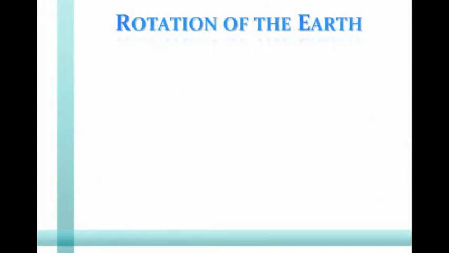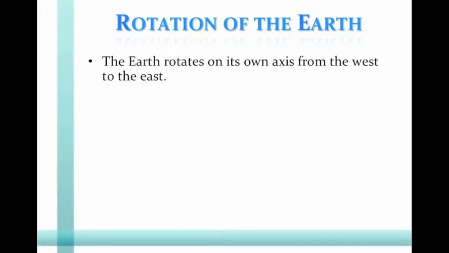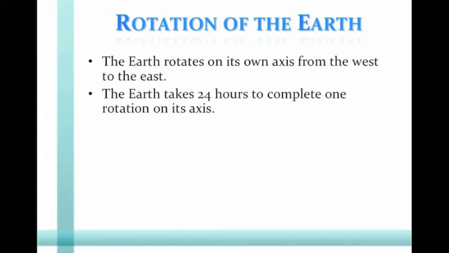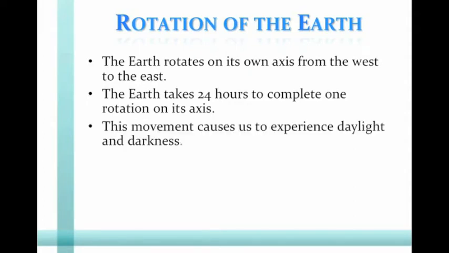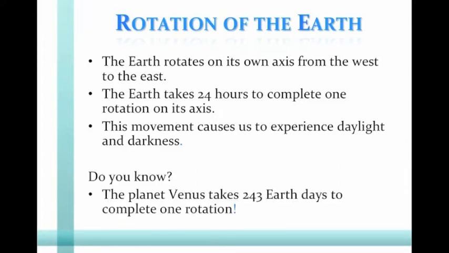Rotation of the Earth. The Earth rotates on its own axis from the west to the east and takes 24 hours to complete one rotation. It is this movement that causes us to experience daylight and darkness. Do you know that the planet Venus takes 243 Earth days to complete one rotation? So how many Earth months is one Venus day?